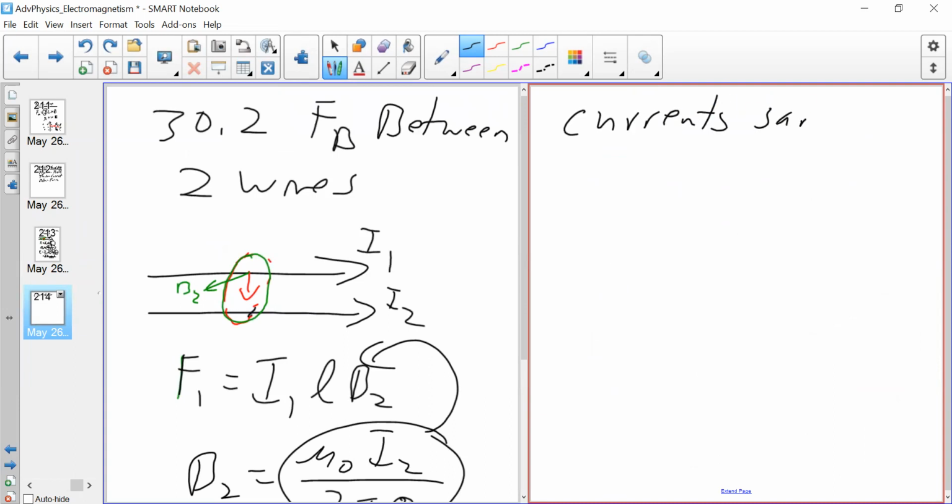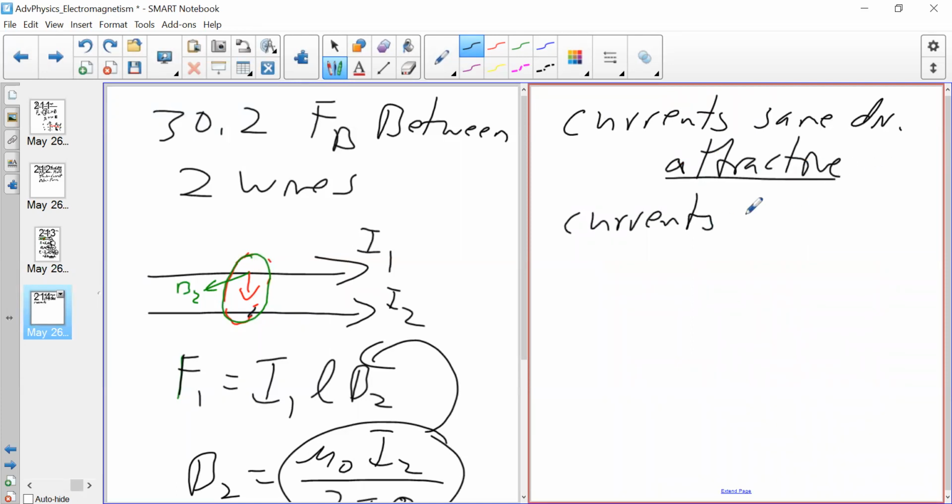Currents in the same direction: attractive. Currents in opposite direction: repulsive. And in our lab, we got the attractive, barely, but we saw something. All the kids confirmed. Yay! That was a while ago.